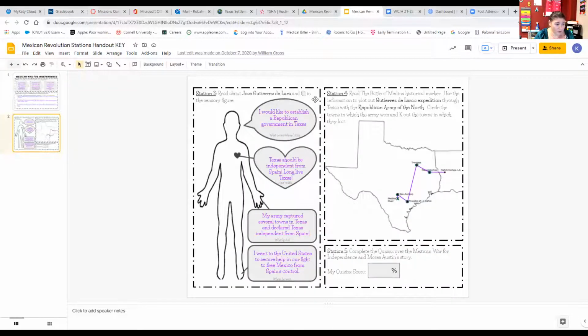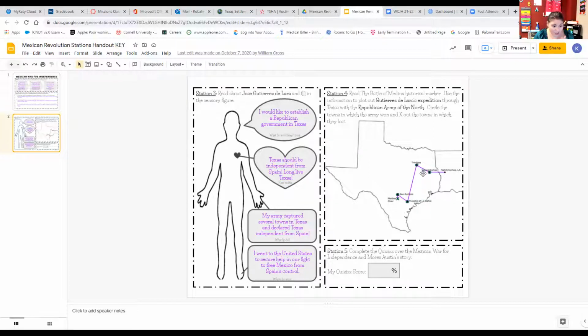Then here you have Jose Gutierrez de Lara, filling in the sensory figure, some things to think about. What did he do? The government of Texas, that's what he did. His ideas: Texas should be independent. He doesn't want Texas to be part of Mexico. His army captured several towns in Texas and declared Texas independent from Spain. And then he went to the United States to look for help. These are just some things to think about him. So when you see him, think about Texas being independent, and think about him specifically as someone with a love for Texas to be its own country.